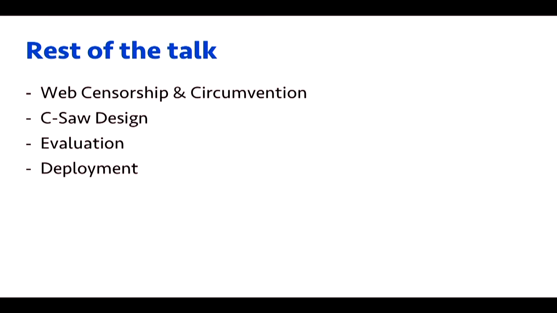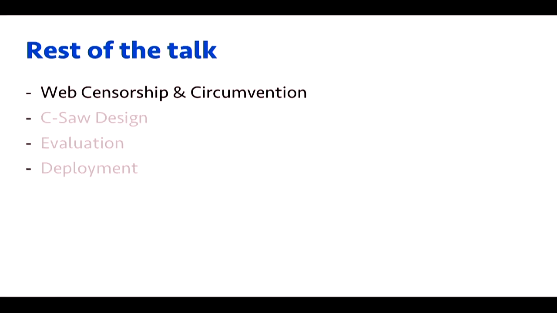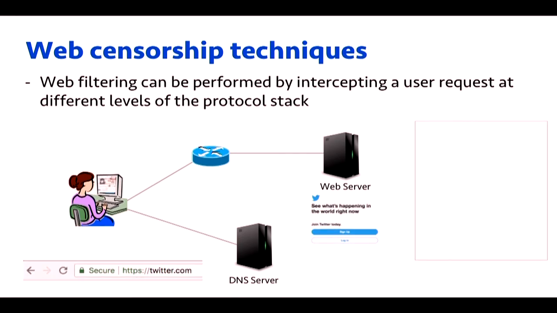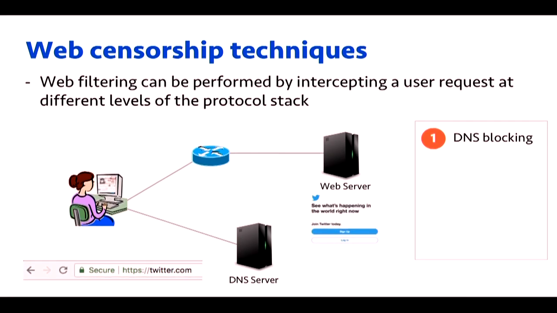Now I'll provide a brief background on how web censorship takes place today and some common forms of circumvention. So web filtering can be performed by intercepting a user request at different levels of the protocol stack. When a user makes a DNS request, a censor can manipulate the DNS responses, resulting in either no resolution or a resolution which is incorrect. And this is known as DNS blocking.